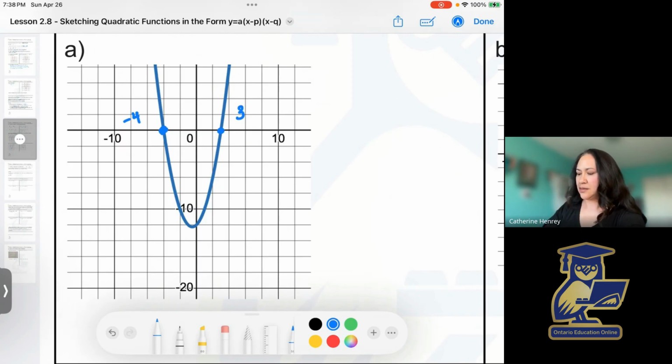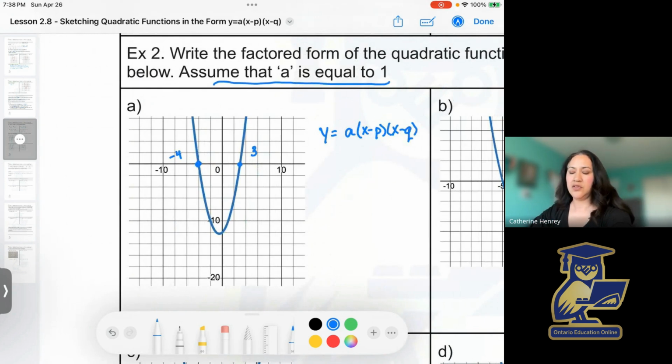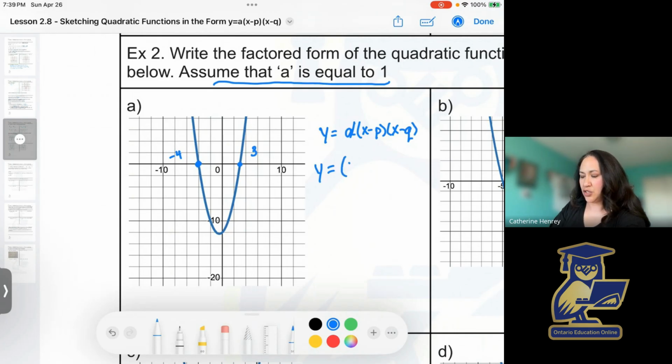So knowing that, we just fill it into our intercept form of a quadratic. Now, important piece of information here, we want to assume that a is equal to 1. So that helps us just eliminate the a. And so when I write the intercept form of this quadratic, it's going to be y equals, and we change the signs, x plus 4 and x minus 3.